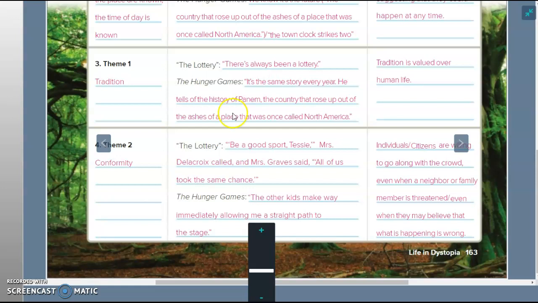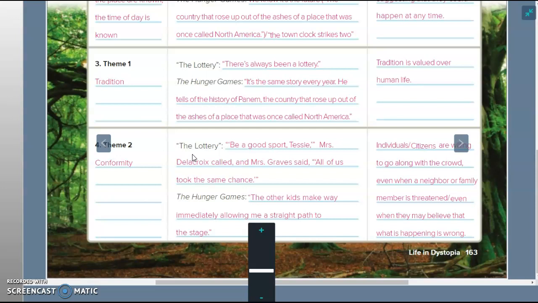All right, now down here looking at conformity. In The Lottery, "Be a good sport, Tessie," Mrs. Delacroix called, and Mrs. Graves said, "All of us took the same chance." Hey, be a good sport, you're going to get rocks thrown at you, right? Okay, it's kind of crazy. And it's easy for them to say because they weren't the ones who were picked.